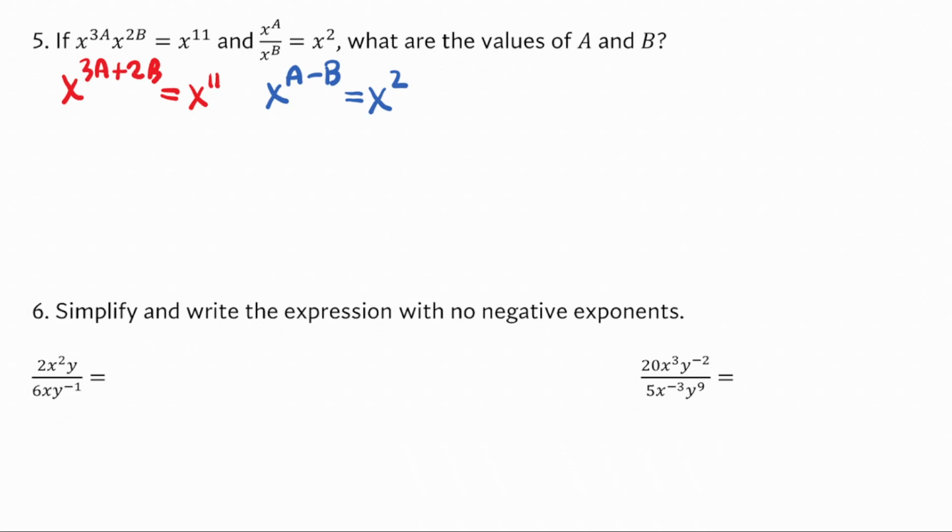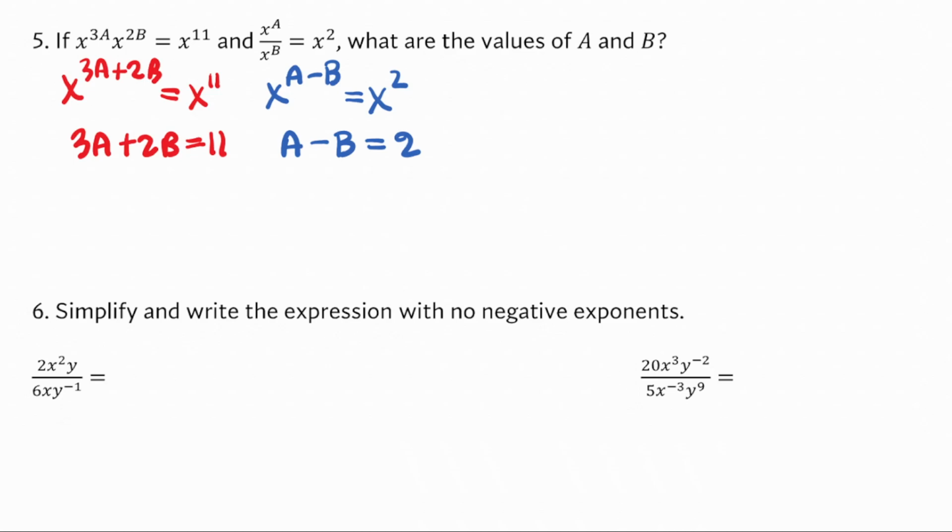Okay. And what we can do is we can say, okay, if these various powers of x are equal, then they need to have the same exponent. So that means to me that 3a plus 2b equals 11 and a minus b equals 2. And now we're just going to be able to solve this system probably with elimination.